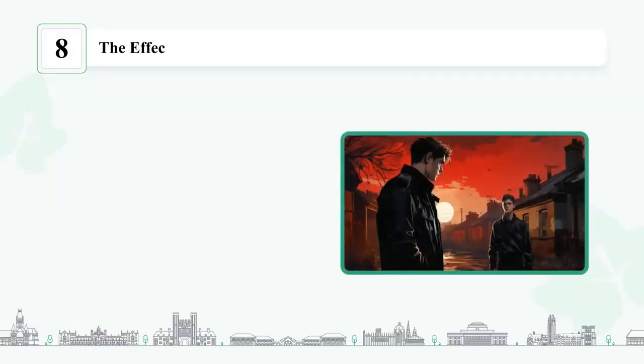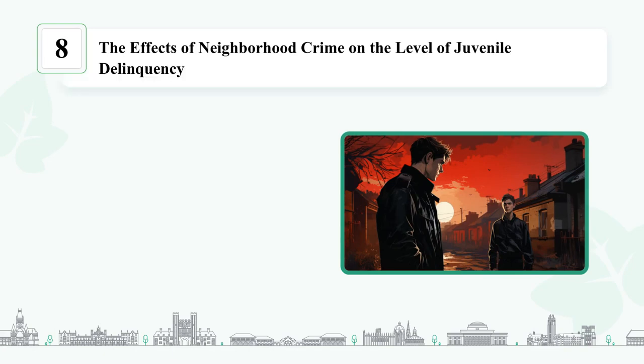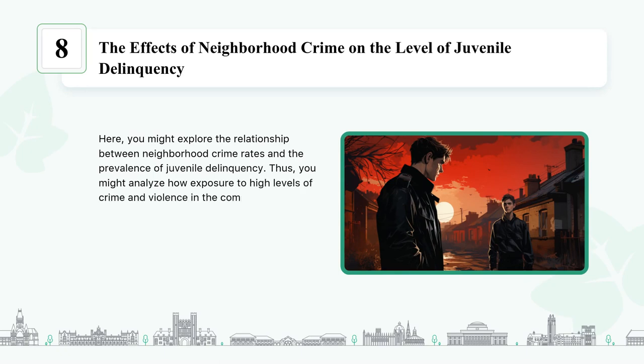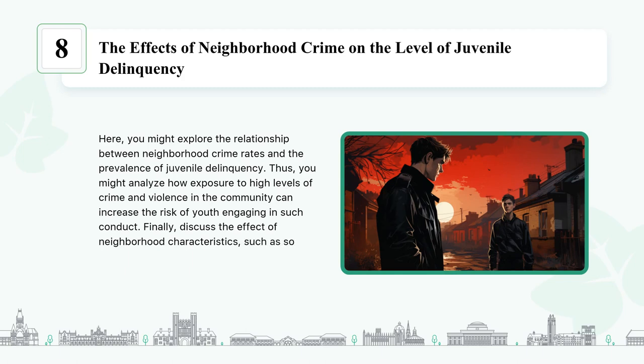The effects of neighborhood crime on the level of juvenile delinquency. Here, you might explore the relationship between neighborhood crime rates and the prevalence of juvenile delinquency. Thus, you might analyze how exposure to high levels of crime and violence in the community can increase the risk of youth engaging in such conduct. Finally, discuss the effect of neighborhood characteristics, such as socioeconomic status, social disorganization, and access to resources.